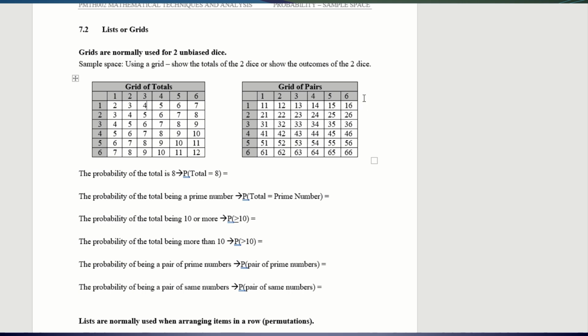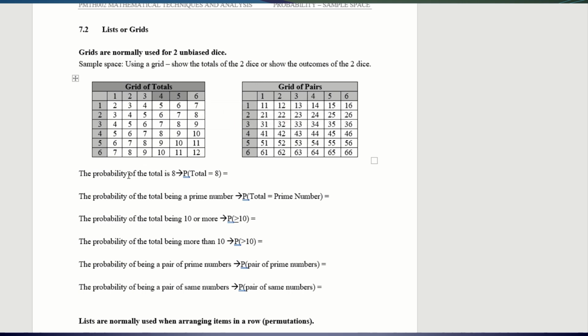Meaning when I roll 2 dice, what do you get? Oh, you get 2, 1. That means one dice says 2, the other one says 1. Or you get both 2. So this is what you call grid of pairs. You're just listing out the pairs. Grid of totals, you are listing out the totals.